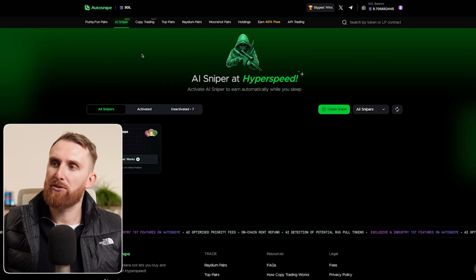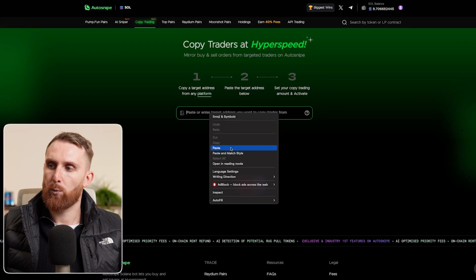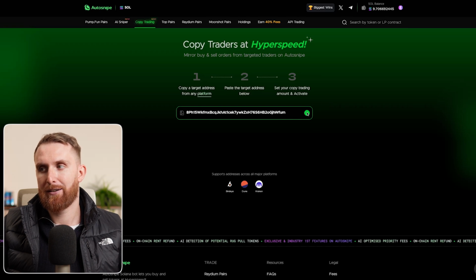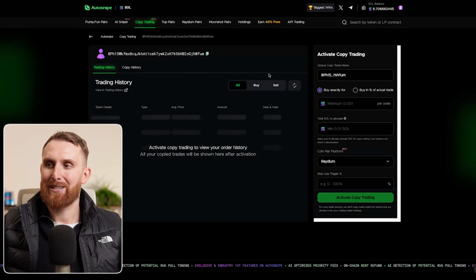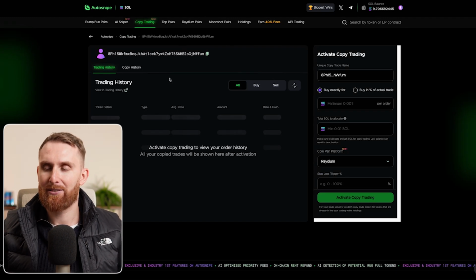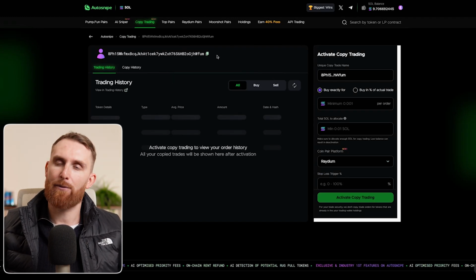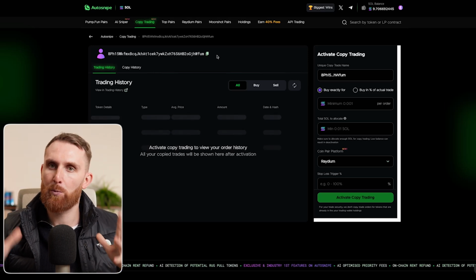So let's jump into the button called copy trading and let's paste in the wallet we just found. And let's click next or the green circle. This will open our settings. So right here, we will have a history. Right now, we have no history because we haven't started copy trading, and we have a really simple setup. That's why I actually picked this platform, because it's super simple.